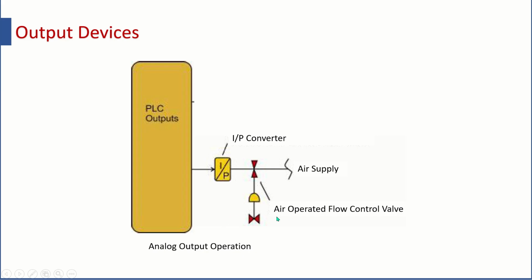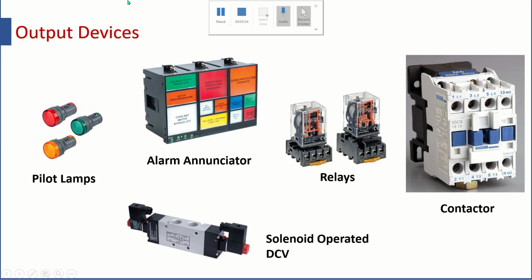flow takes place, and here there is a diaphragm. When the air pressure is applied, the diaphragm either goes down, or if the air pressure is less, then the diaphragm goes up. The diaphragm is attached to a valve element which will either close the passage or open the passage. Accordingly, the flow control takes place. Now, as we change the current here, that current is converted to pressure, and accordingly the pressure is applied to the air operated flow control valves.